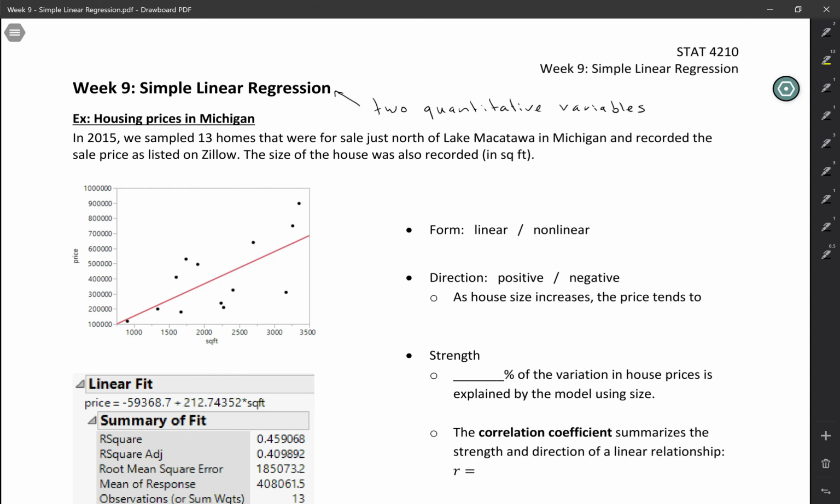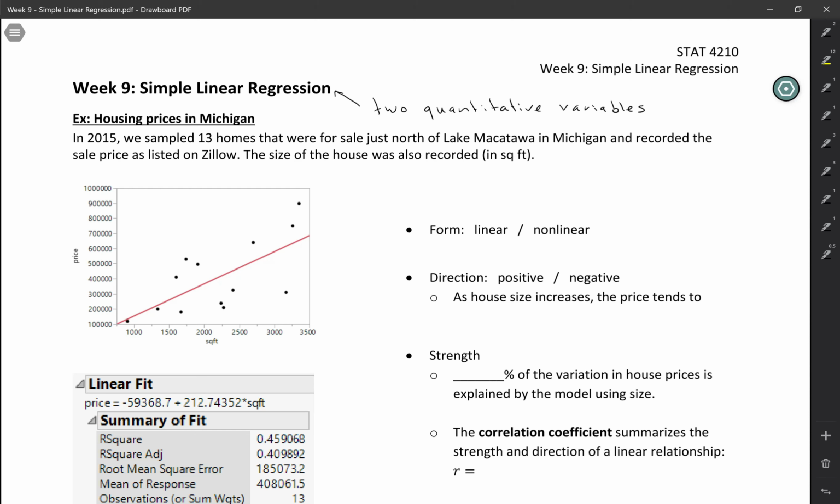So specifically in this video, we're going to look at housing prices in Michigan, and we have a sample of 13 homes that were for sale just north of Lake Macatawa in Michigan, and we have the sale price and also the size of the house recorded in square feet.